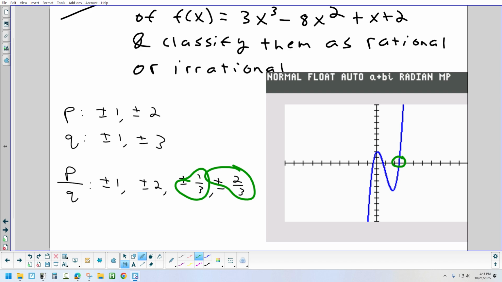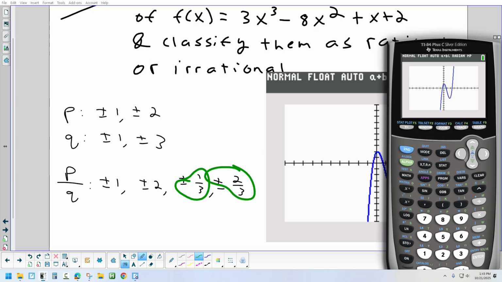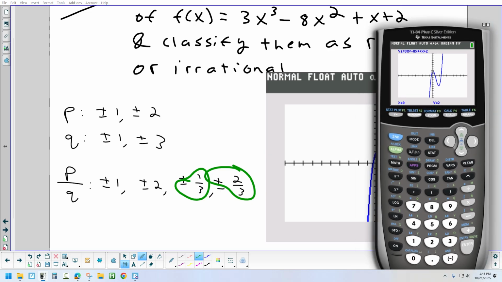Okay, all right, so let's check negative 1/3. Let's go trace. Type in negative 1/3. And is negative 1/3 a 0? No, it's not. That is not a 0. It looks like it could have been, but it's not. So if 2/3 doesn't work, then we're stuck because we don't have anything to divide by synthetically. But when we check 2/3, it does work. 2/3 is a 0, and that's what we need to divide by.